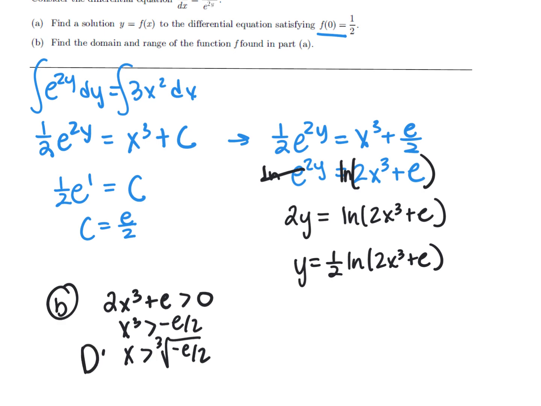So that's the domain. And then the logarithm is going to go all the way from negative infinity to infinity, even though its domain is restricted. So the range will just be all real numbers.